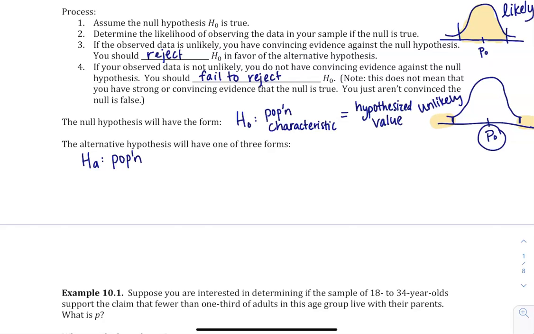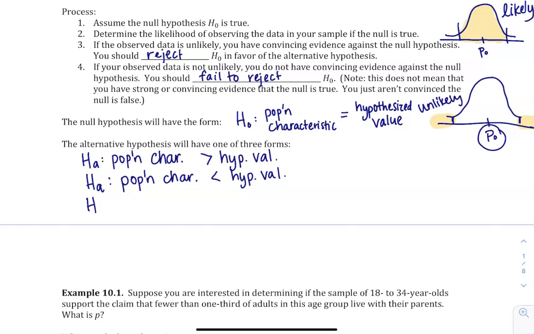I'm going to do a little bit of shorthand here. You'll pick one of these 3. You won't use all of them. You'll just pick one. What do you think is going on? Do you think it's greater than, less than, or just not equal to?